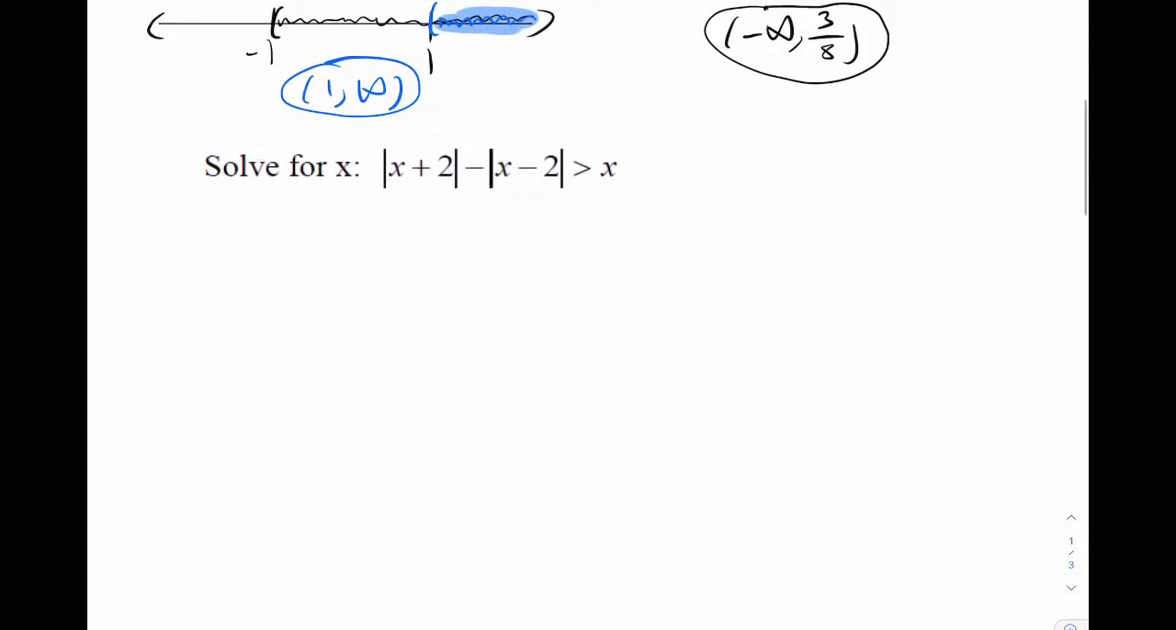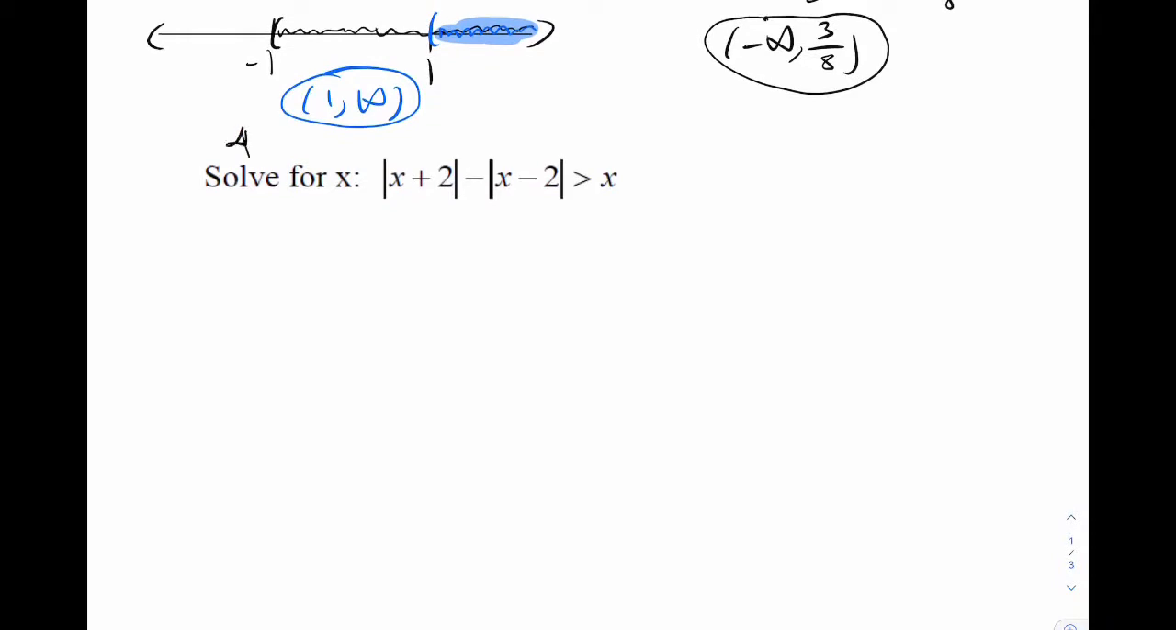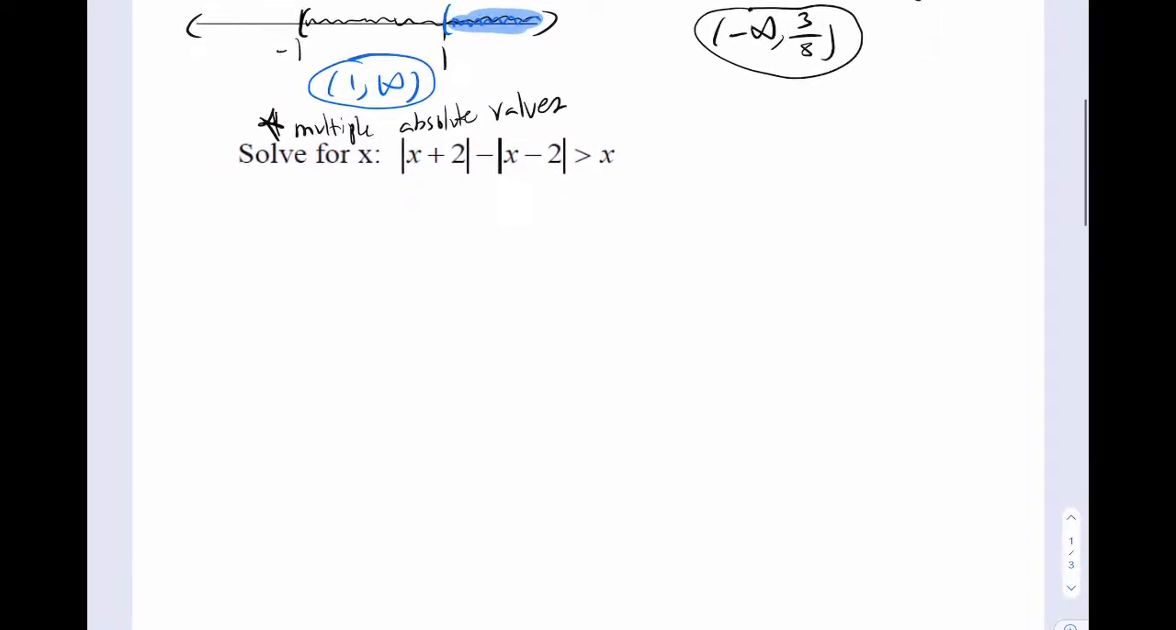So now, let's go to our last advanced example. Notice how this example is a problem with multiple absolute values. So to do this is going to be a little bit more tricky. So I'm going to show you what absolute value means to help you approach this. So over here, let's write down a few notes. I want you to understand absolute value as a computer program. So think of it as a program.